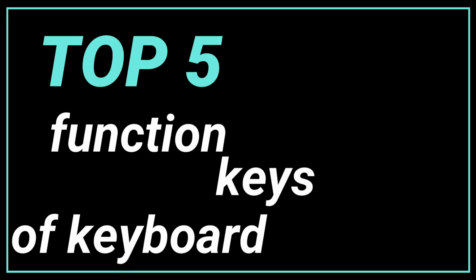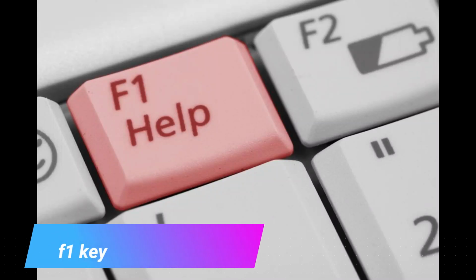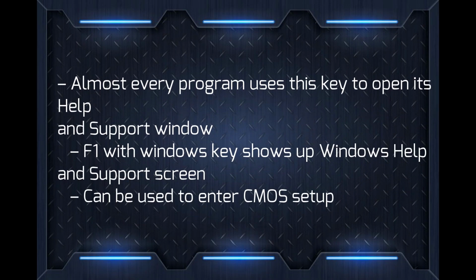Now what are the top 5 function keys of keyboard? First, F1 key. F1 key with Windows key shows up the Windows Help and Support screen. It can also be used to enter CMOS setup.